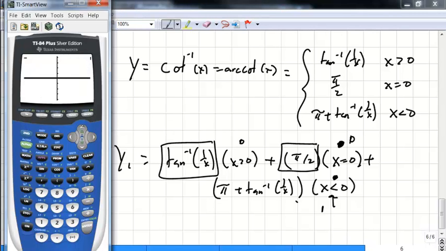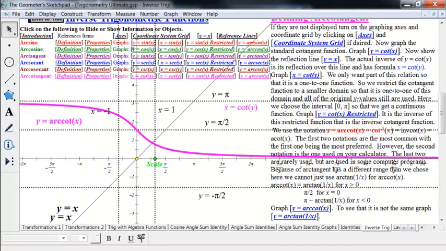So let's graph that, and I believe we'll see that we get the graph looking like we want it to look. One connected piece. So that does work out correctly. Okay, so that is the inverse cotangent.